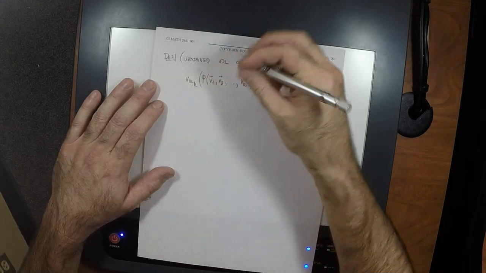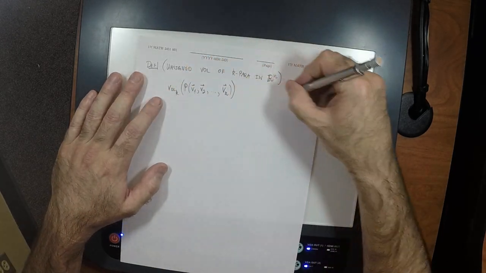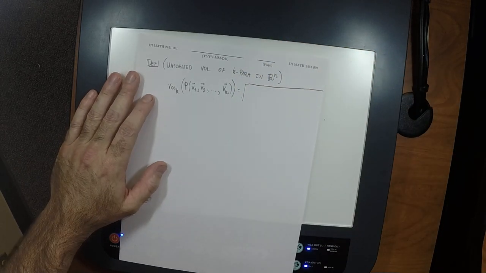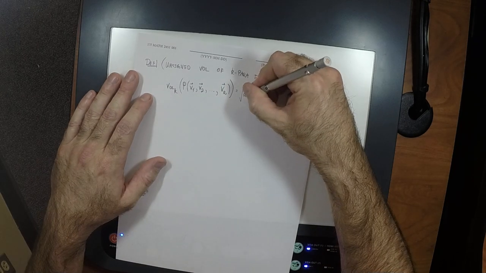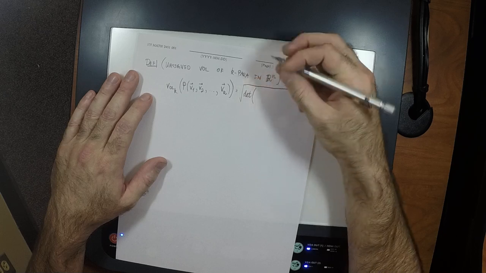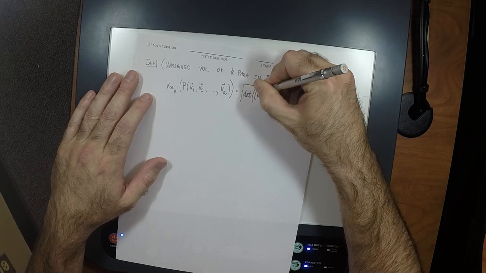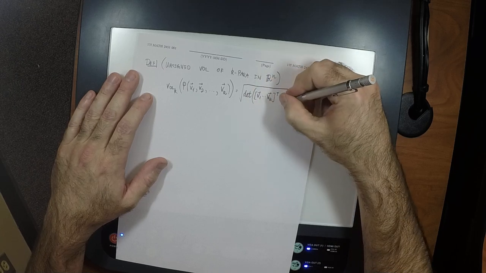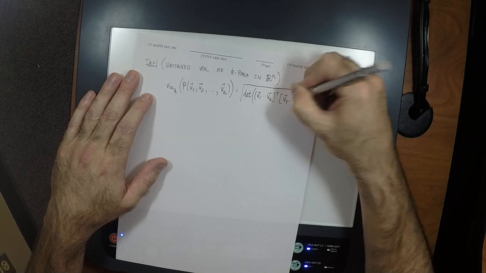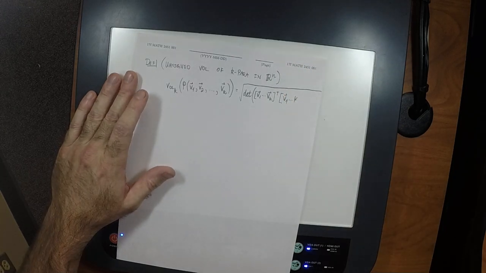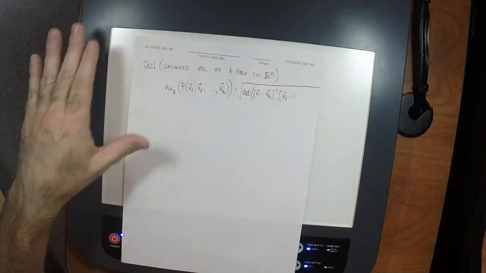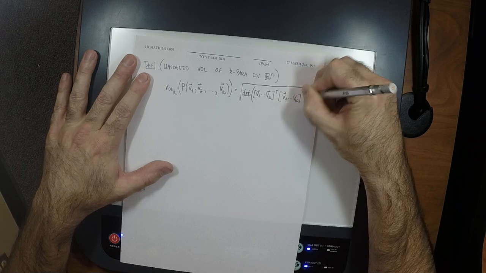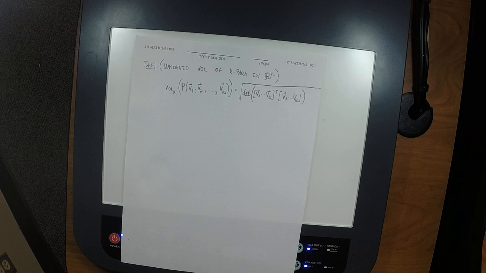Square root. Do I have enough room over here? Probably not. Maybe, if I write small. Square root of the determinant of what? Transposed, right? And then this one, Vk. So now we're just giving names to these things that we talked about last time.